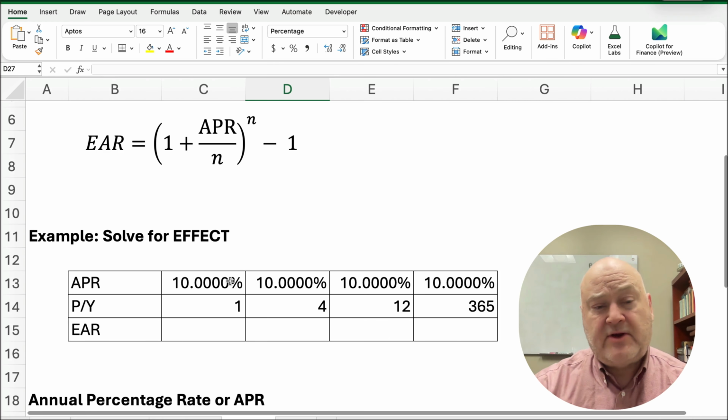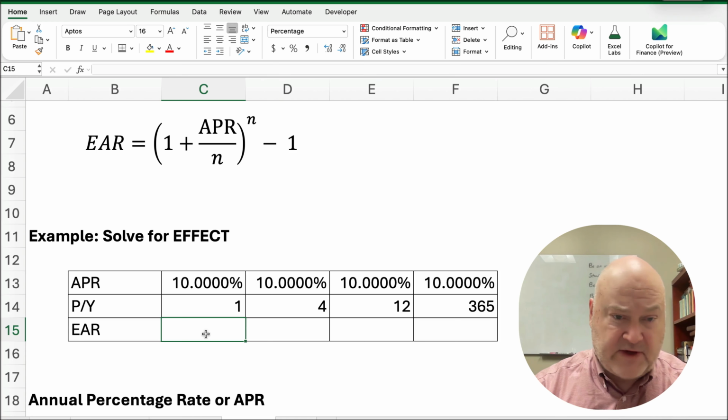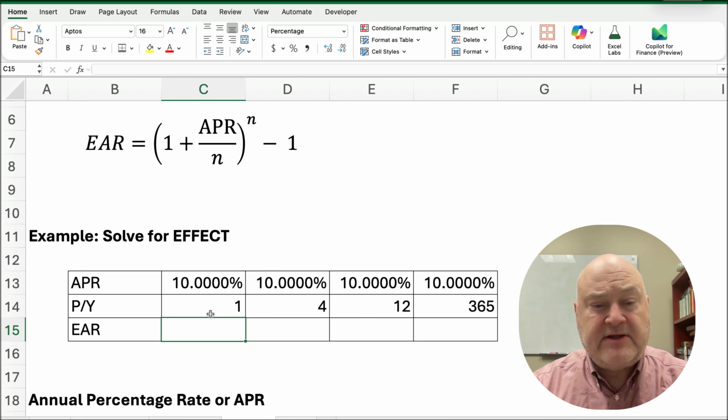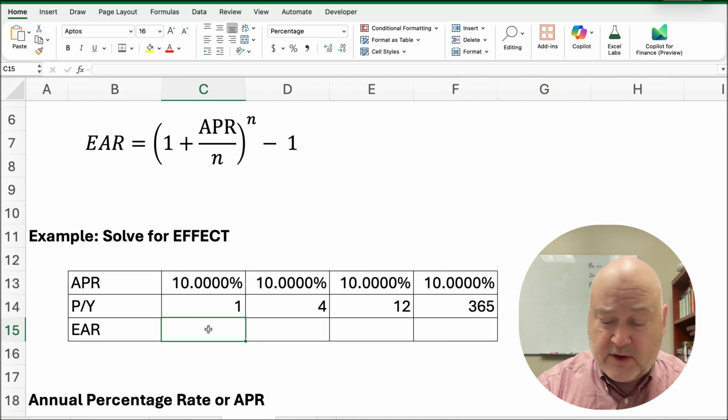So let me show you how to do it in Excel. Excel is going to be your friend on this. The function is called EFFECT. So let's say we have 10% for 1 year. Now this is going to be a check figure because 10% compounded annually is going to be 10%. Kind of a trick question, but that's just the way that the math works.